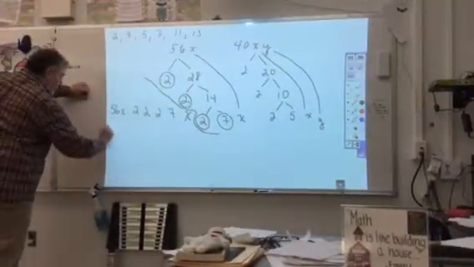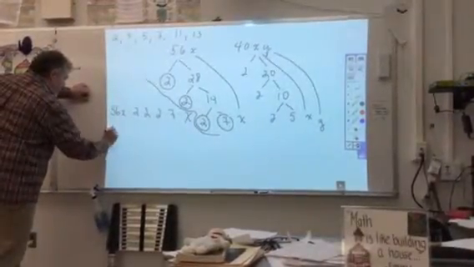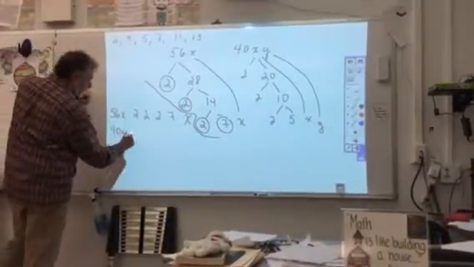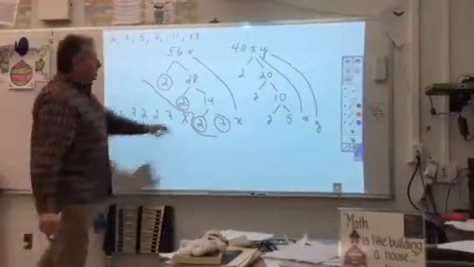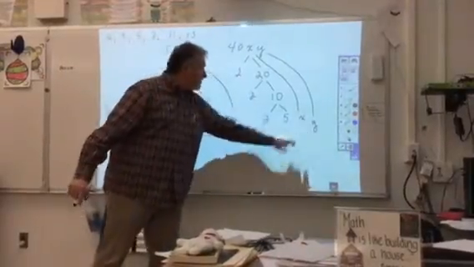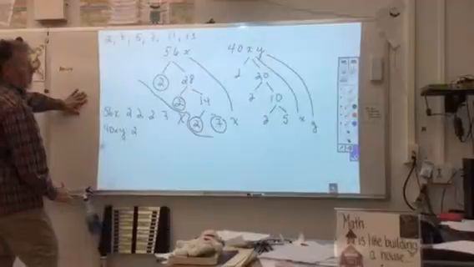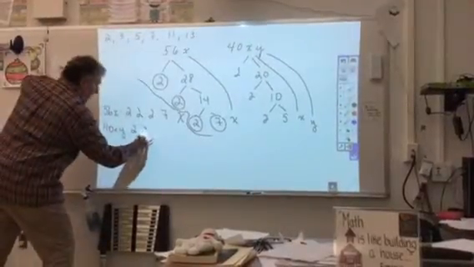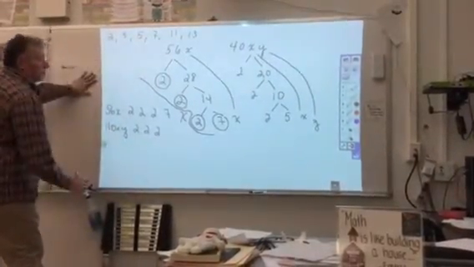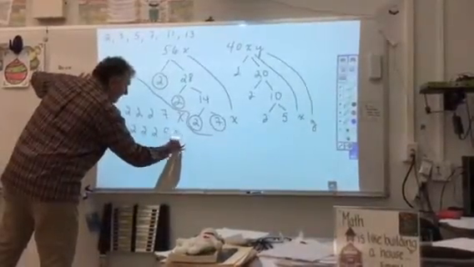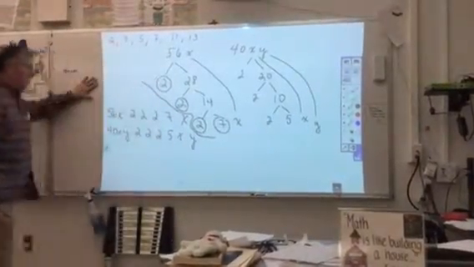Okay, so now for the 40xy, I'm going to do the same thing. And I'm just going to copy down all of these numbers and letters. So I have, how many 2's do I have? 3 2's, okay. So 2 times 2 times 2 times 5 times x times y.